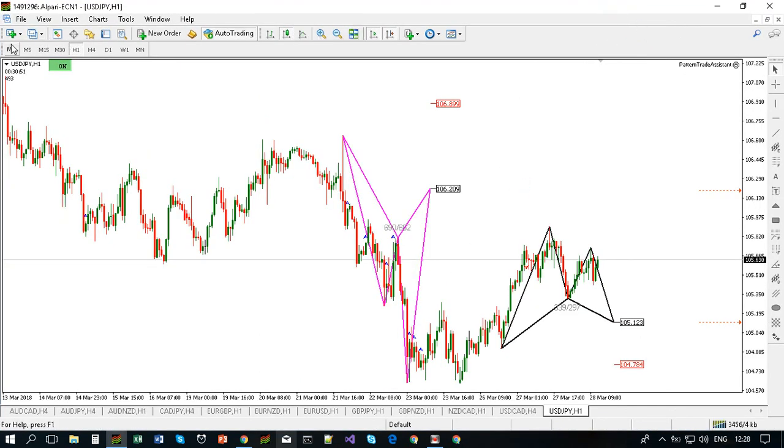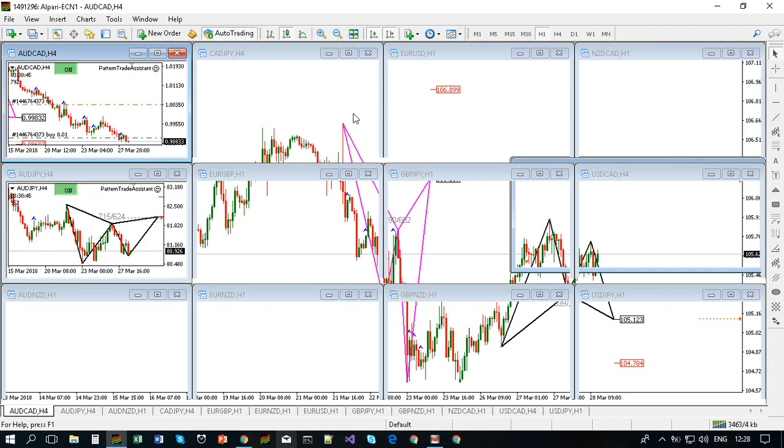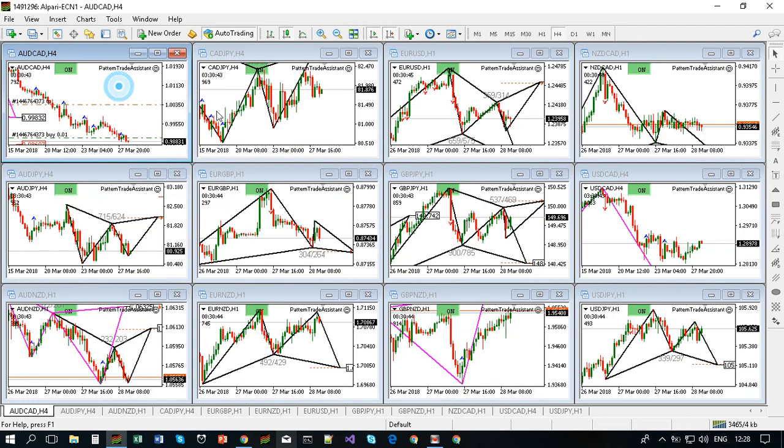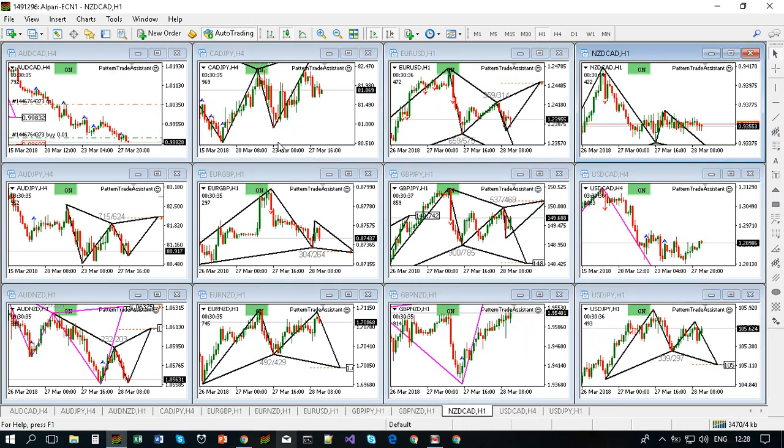Okay, let me tile them so I see them in one window. You see how easy it is? 1, 2, 3, 4, 5, 6, 7, 8, 9, 10, 11, 12. Alright, as the patterns are already drawn, I don't need them to be constantly recalculated. I'm not looking for some new patterns. So I'm pretty satisfied with what I have for now.